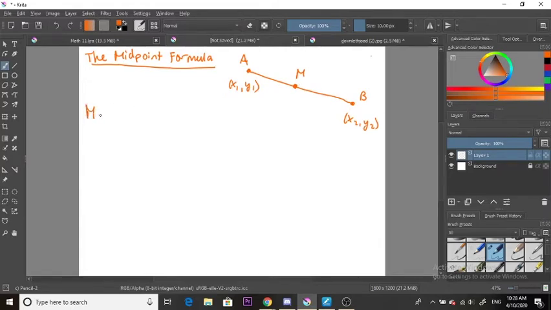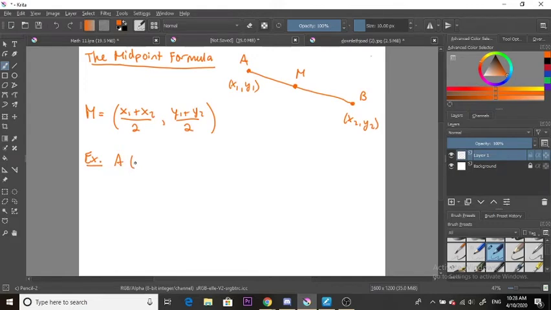So your midpoint is this. You're going to take your x's, so x1 and x2, add them up together and then divide by 2. This will give you your x coordinate for that midpoint. Then you do the same with your y's. So y1 plus y2 divided by 2. And that will give you your y coordinate. It's really that simple.